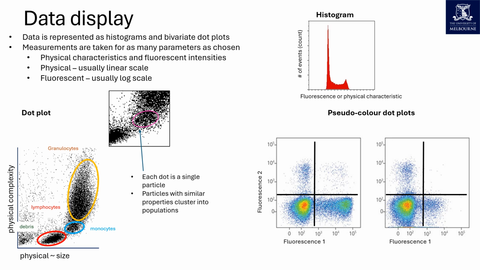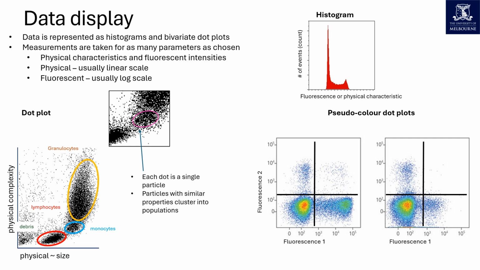The plots on the right are examples of pseudo-color plots, where the color intensity of each cluster is representative of the number of events in that cluster. Clouds go from blue, the least events, to red, most events.